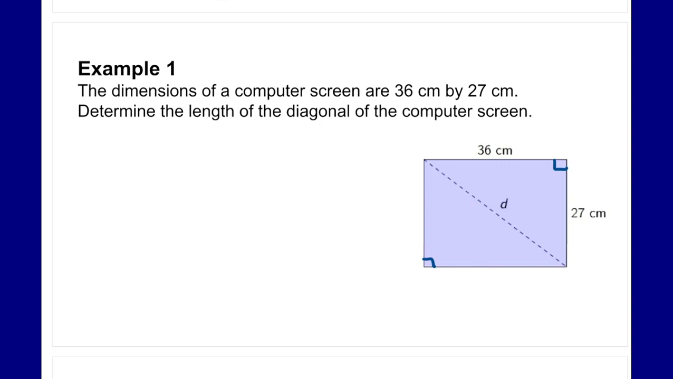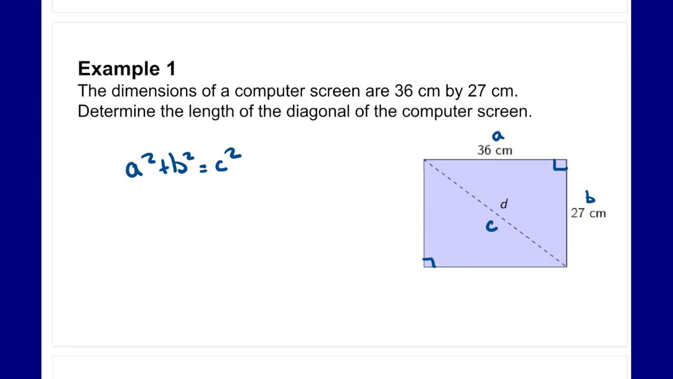So I have my triangle. I need to label my A, my B, and my C. Well, the diagonal, sorry, not diameter, the diagonal is actually my C because it's the hypotenuse. And then A and B, my two legs, it doesn't really matter which one's which. So I'm just going to say A and B. And I'm going to write out my formula. So A squared plus B squared equals C squared.